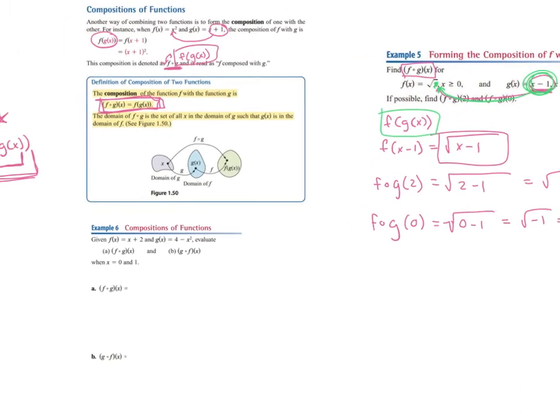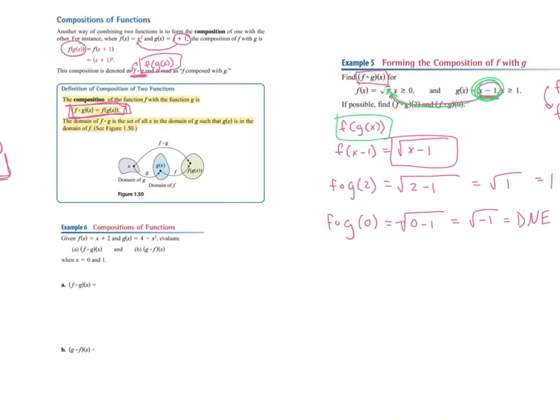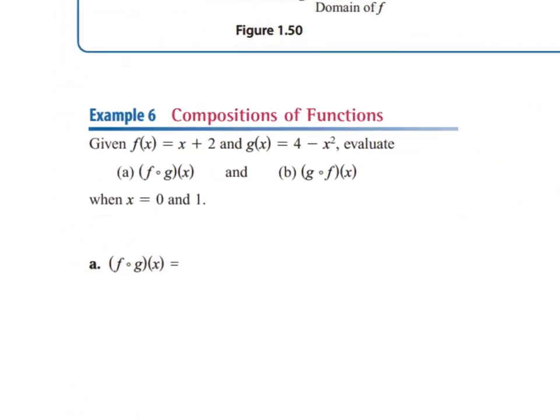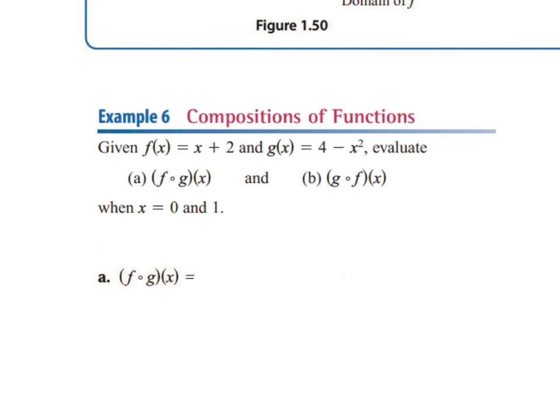Okay, so let's look at any other questions from example 5. Let's look at example 6. So we're given f of x is equal to x plus 2 and g of x is equal to 4 minus x squared. We need to evaluate f of g of x and g of f of x when x is equal to 0 and 1.